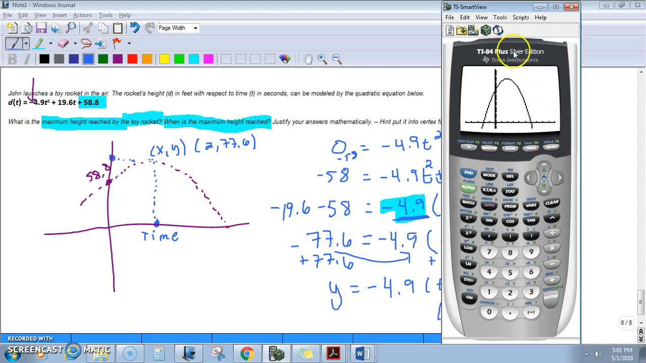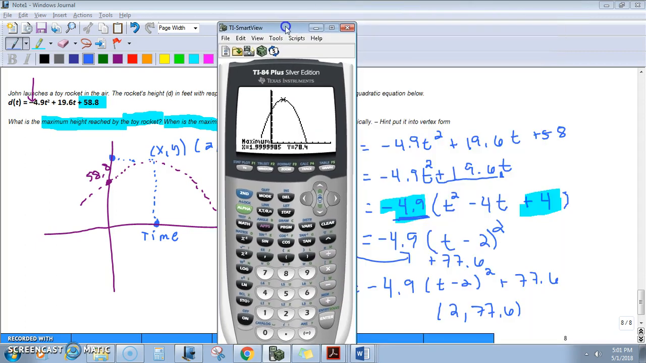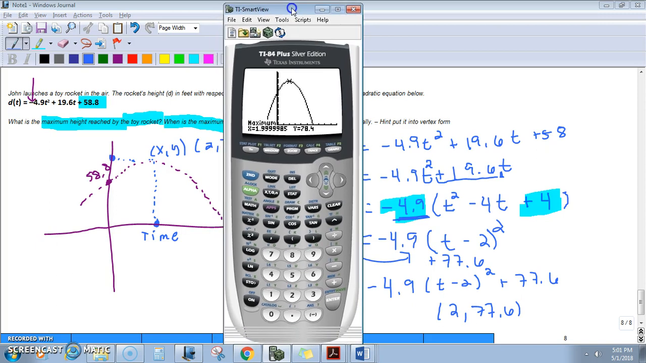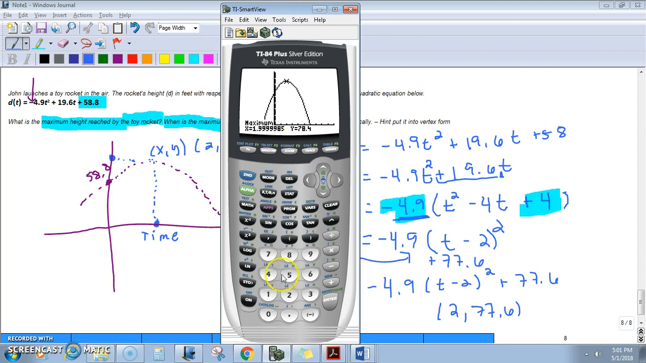There we go. Okay, so here, that looks kind of like what I drew, right? And we can find the vertex, second calc. This is a maximum. Enter. Calculator asks me, go left. Okay, I'm left of the maximum. Hit enter. Go right of the maximum. Doesn't matter where. Enter. Guess. Enter. Oh, 2 and 78.4.